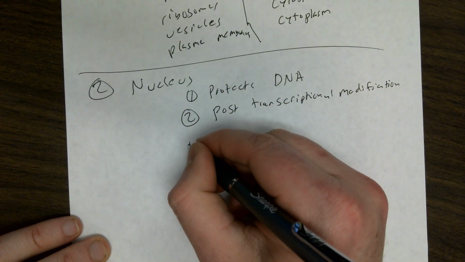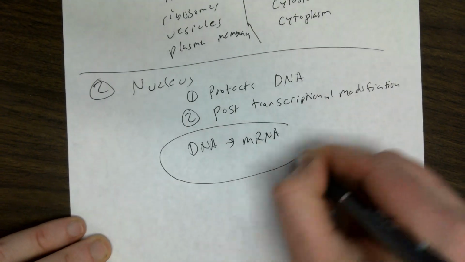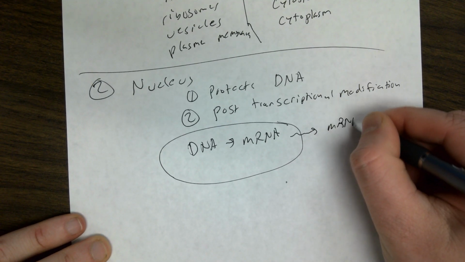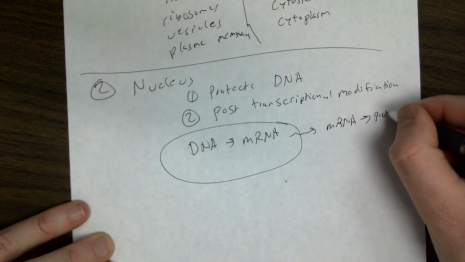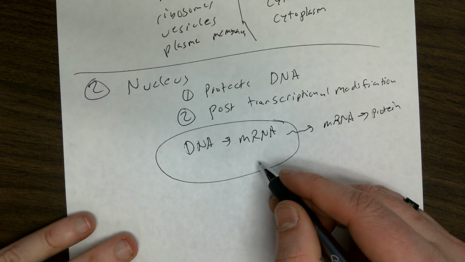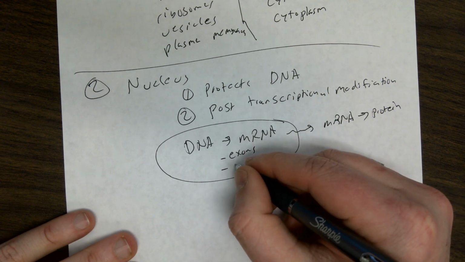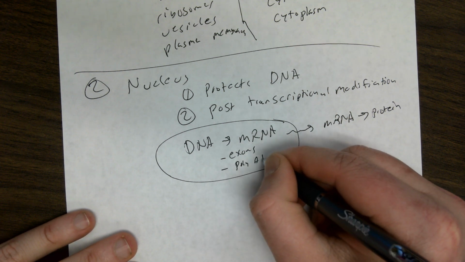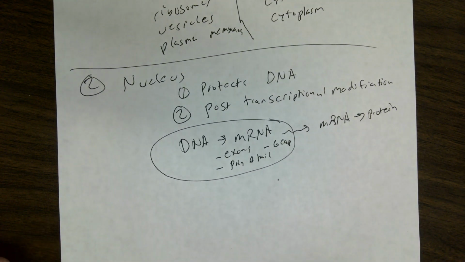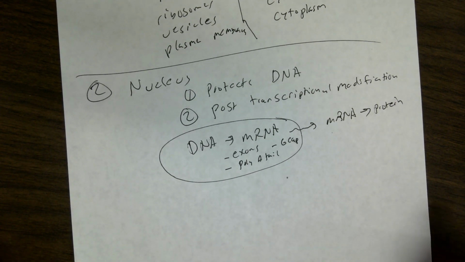So what that means is we have DNA to mRNA, and then mRNA to protein outside the nucleus. And so since there's this gap, you can do things to it. And so those, we'll learn more about these later, but it's going to be like our exons, our poly A tail, and our G cap. And so there are 3 things that can be done to it before you export it. And so it allows you to do these post-transcriptional modifications.